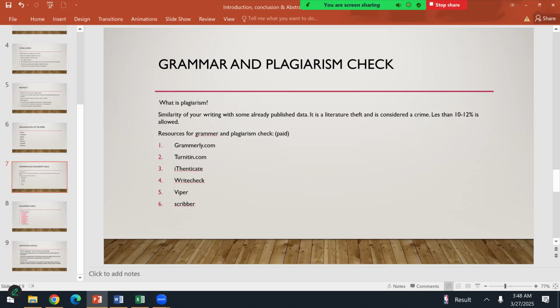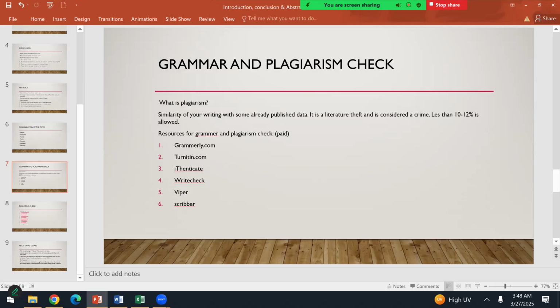So it is considered a theft, that you have taken something from other people and you are identifying it as your own, and it is considered a very big crime, and you can be blocked from some journal for all your life if there's a lot of plagiarism in your paper. And so there are some websites and some apps that let you check the grammar and plagiarism. Like they have bought the function, so you can check the grammar and plagiarism of all of your papers.